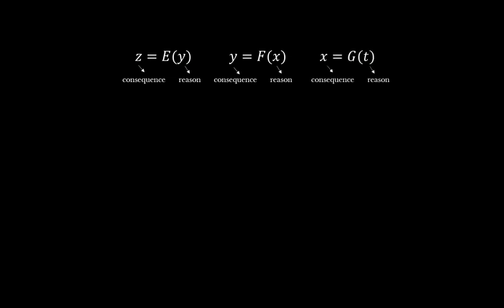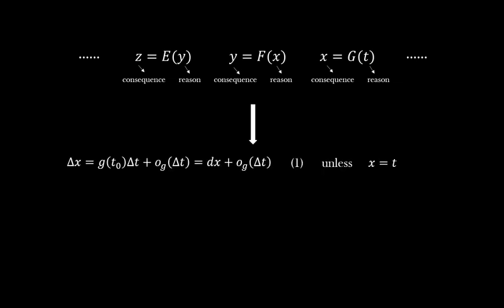As a general rule, for y = f(x), x is the reason, while y is the consequence. In the meantime, y is the reason of its consequence, and x is the consequence of its reason. This kind of relation has neither beginning nor ending, which is the law of the world. Its reflection in mathematics is z = e(y), y = f(x), x = g(t). Therefore, unless x = t, we should admit Δx is not equal to dx because of formula 1.